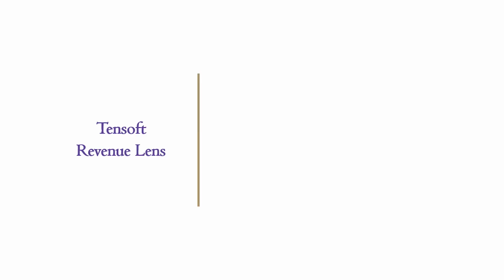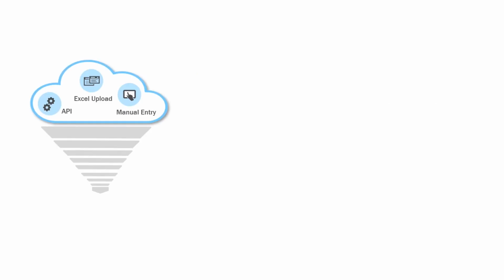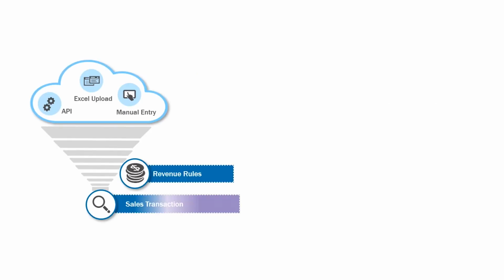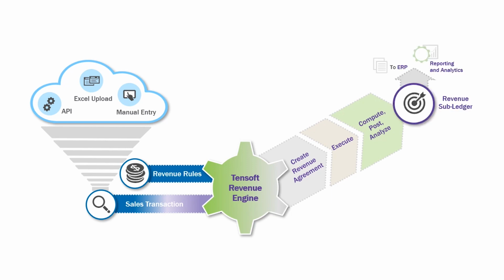RevLens is a tool that is used to manage the revenue cycle from contract management, billing management, transforming documents from a sales document into a revenue agreement that's compliant with IFRS 15 and ASC 606, which assigns the value for the contract to each performance obligation based on their relative fair value, and then amortizes those over a period of time. And then after we recognize the revenue, there's reporting and analysis.